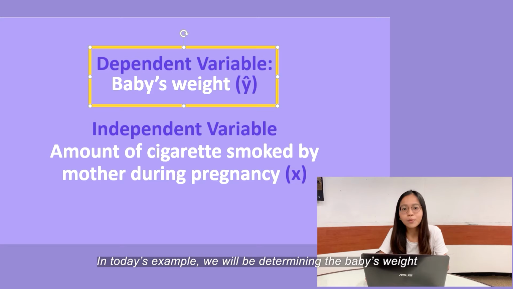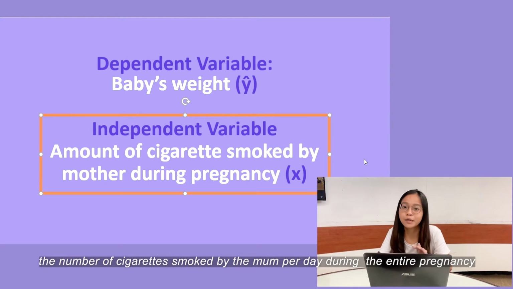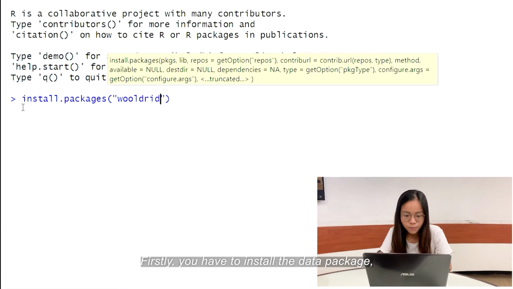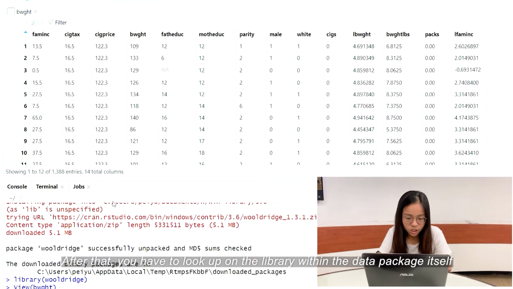So in today's example, we will be determining the baby's weight, and our independent variable in this case is the number of cigarettes smoked by the mom per day during the entire pregnancy. So firstly, you have to install the data package. Then after, you have to look up the library within the data package itself.